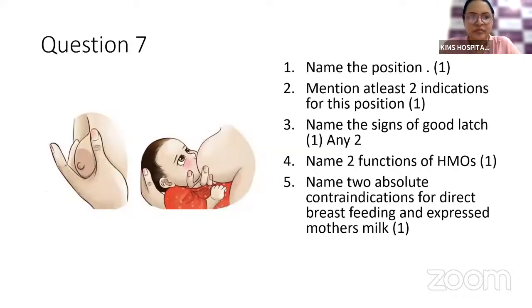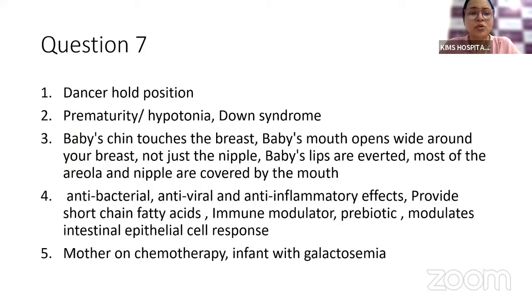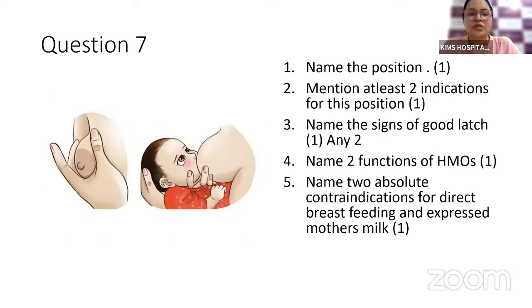The question also is about functions of human milk oligosaccharides or HMOs, and mention two absolute contraindications for breastfeeding or expressed breast milk. So there are a number of named positions in breastfeeding. This particular position is called the dancer's hold position. And this is indicated in prematurity and in babies with hypotonia like Down syndrome. So this is a position where the mother uses the fingers of one hand, wherein the thumb and the index finger are used for holding the baby's head, and the other fingers are used for supporting the breast. So this position can be particularly useful when the baby is hypotonic, as seen in prematurity and in Down syndrome.